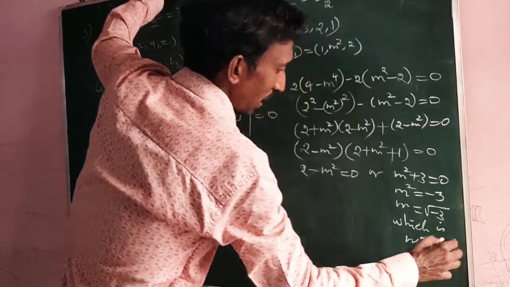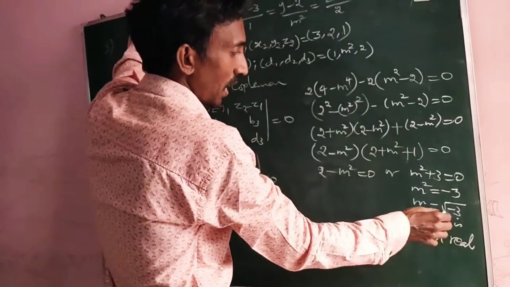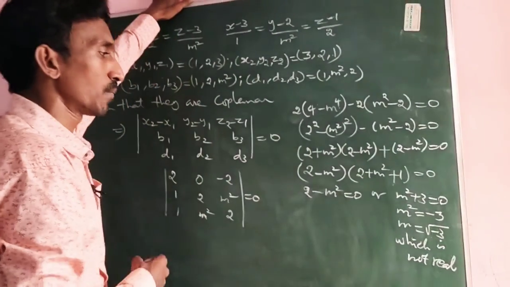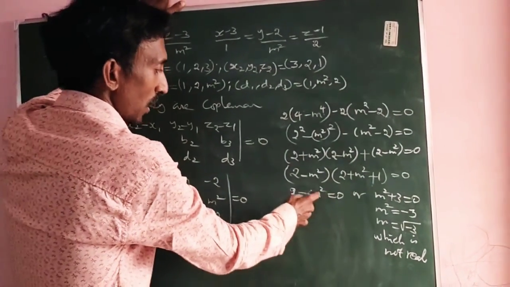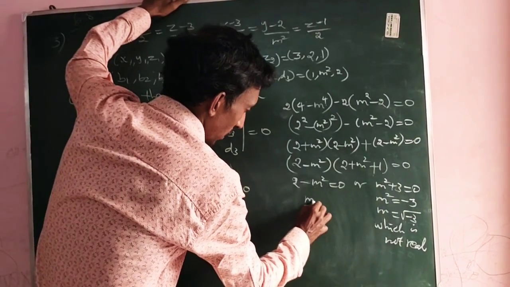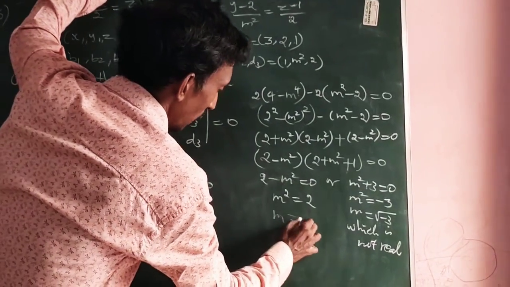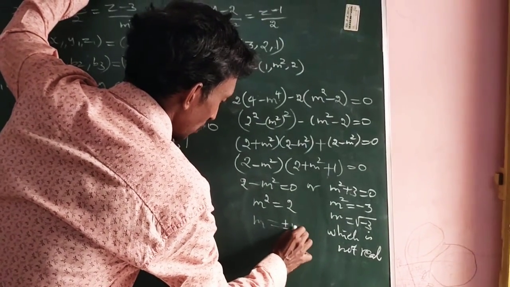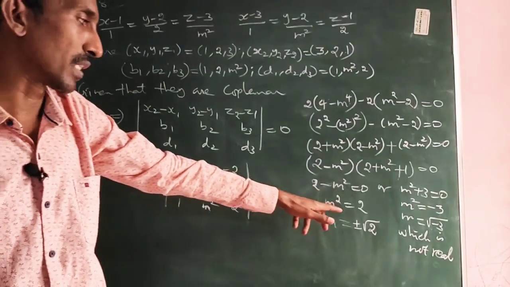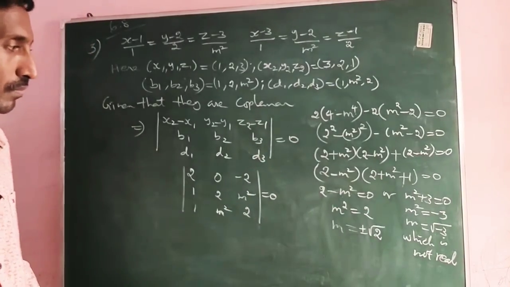Our aim is to find out only the distinct real values. So it is not real, so we can leave that one. Square root of a negative is an imaginary complex number. So here equate the first one. So m square is equal to 2, m equal to plus or minus root 2. So m can take either positive root 2 or negative root 2.